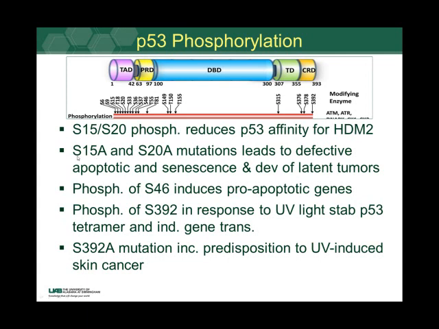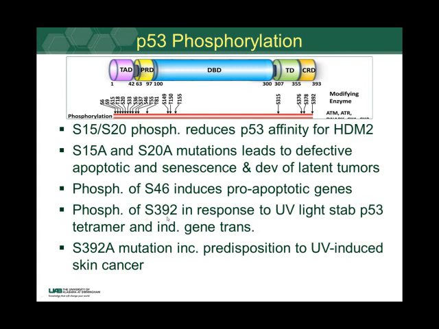If you were to mutate serine to alanine on both the 15 and 20 residues, these mutations will lead to defective apoptosis and senescence, and they will lead to development of latent tumors. So by changing the ability of these residues to be phosphorylated, you actually increase the likelihood of developing latent tumors. Phosphorylation of another residue, residue number 46, induces pro-apoptotic genes. So this is very important.